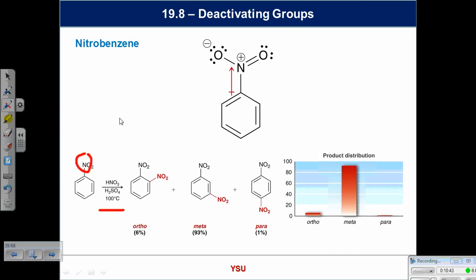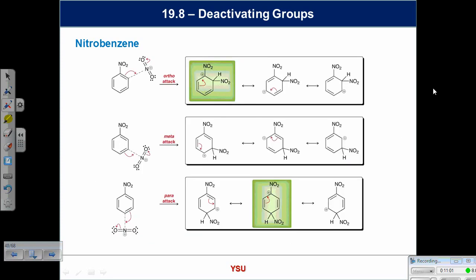It's because the NO2 group is electron withdrawing. It's slowing down the next step. We do see now a switch. I have a little bit of the ortho coming out now. We get a lot of the meta situation, and we get very little of the para situation. Now we've switched, it's the opposite.